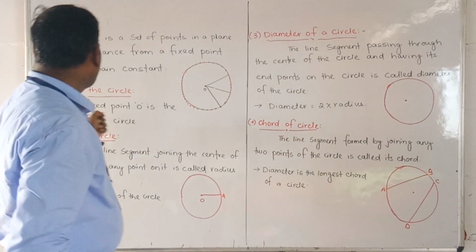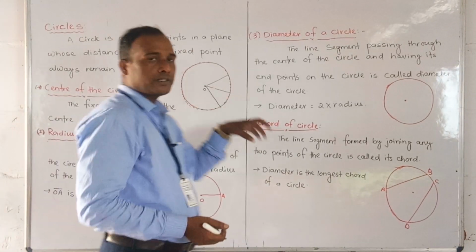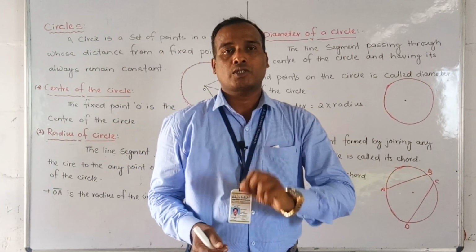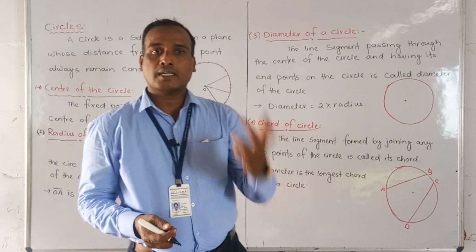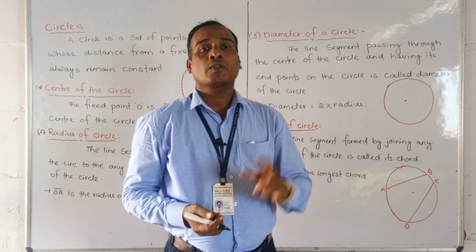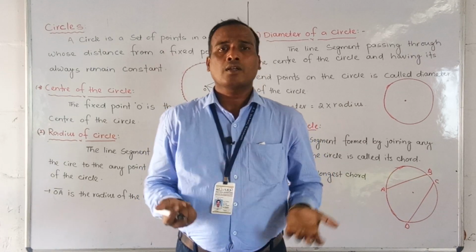Okay, so now we will discuss the different parts of the circle. This circle has different parts. The first is the center of the circle. The second is the radius, then the diameter, chord, different segments, and sector. We will discuss them one by one.